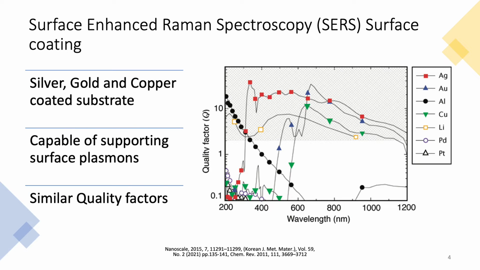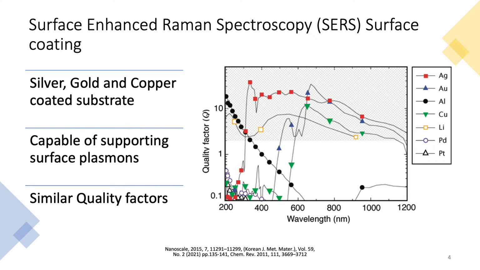Surface-enhanced Raman spectroscopy surface coatings are commonly silver, copper, and gold. And the reason for this is that they are capable of supporting surface plasmons. As you can see on the graph, on the y-axis we have quality factor, and on the x-axis we have wavelength. Now the strength of the surface plasmon is represented through this quality factor. A large Q indicates strong plasmons, meanwhile a small Q value indicates loosely or weak surface plasmons. Ideally, we're looking for a Q value that is larger than 10.